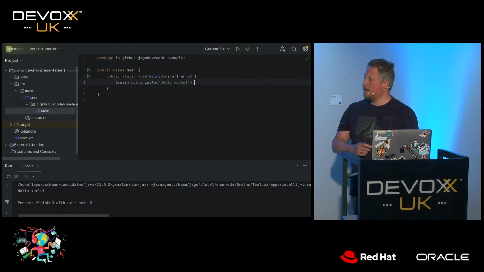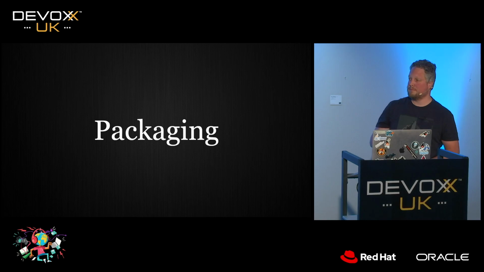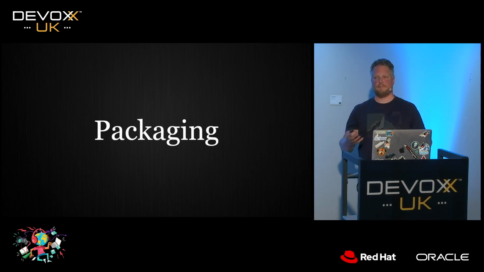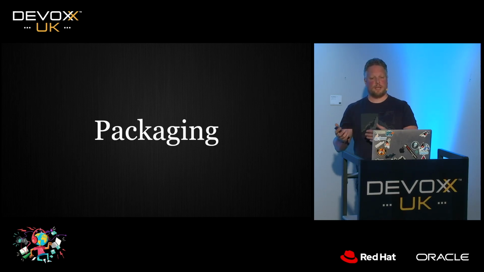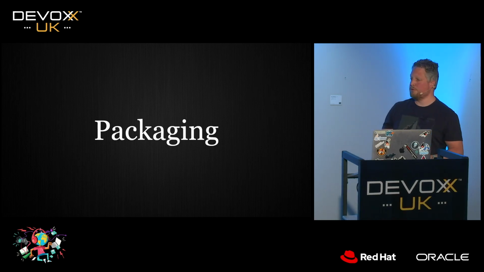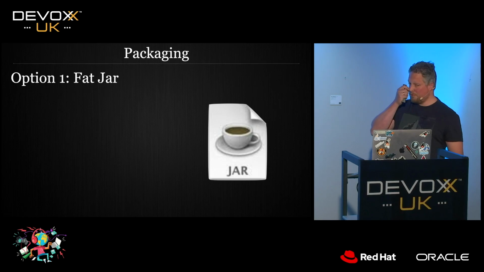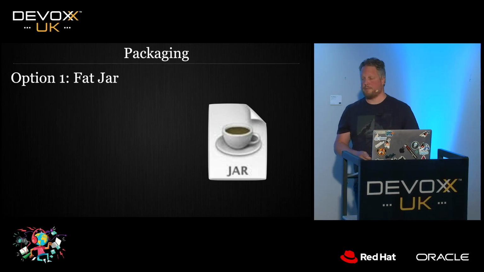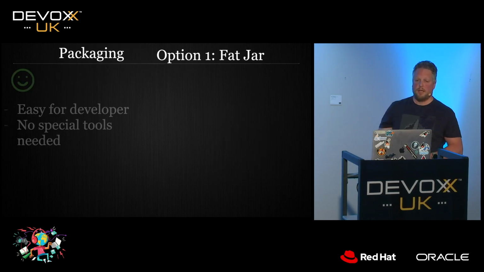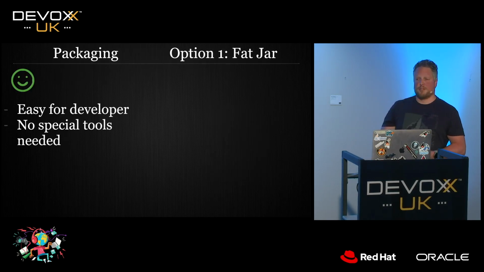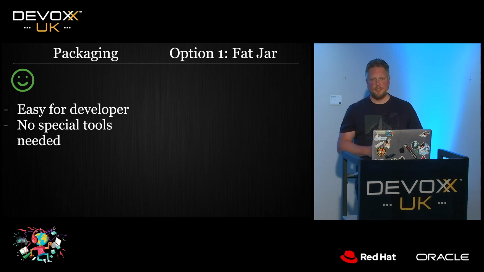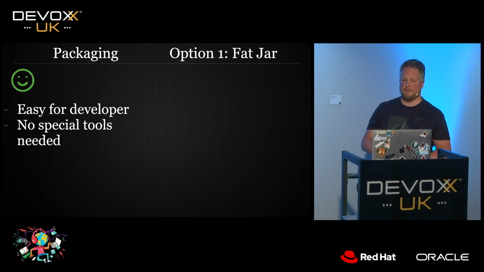Yay. However, now we want to have this hello world application shipped to our customers or our intended users. So we need to package our application and ship it to the users. So what can we do? Well, the first option is just to create a fat jar, bundle all the dependencies, and ship it to the users. This is very easy for the developer. There's no additional tools needed. You can configure Maven for this and be done.